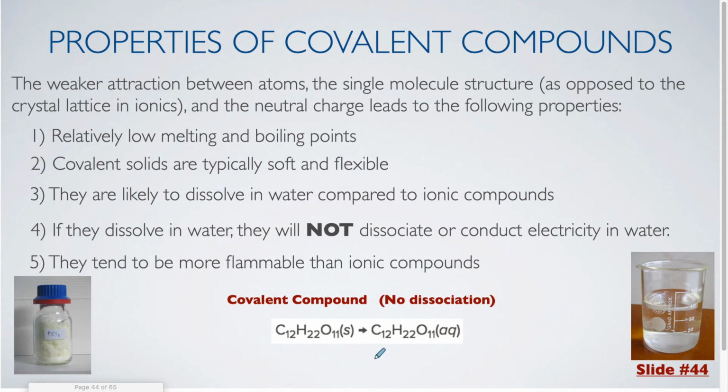In our example down below, we can see a compound, this is a type of sugar, dissolving within water, but it's going to be given an aqueous symbol with all of the atoms still bonded together. It's not breaking up, which would be the dissociation part of that process.